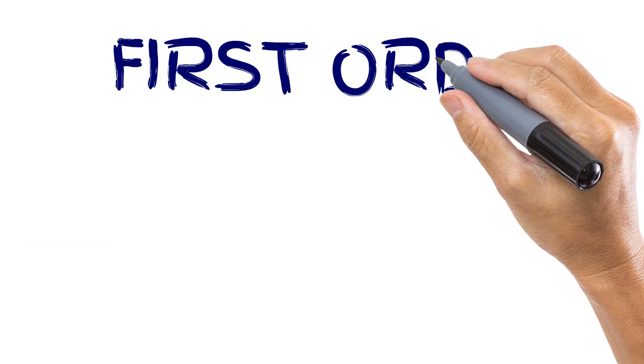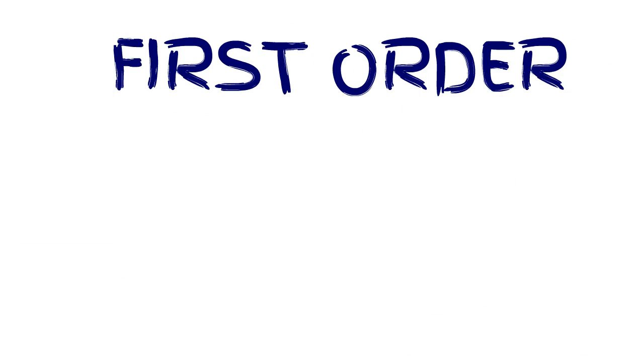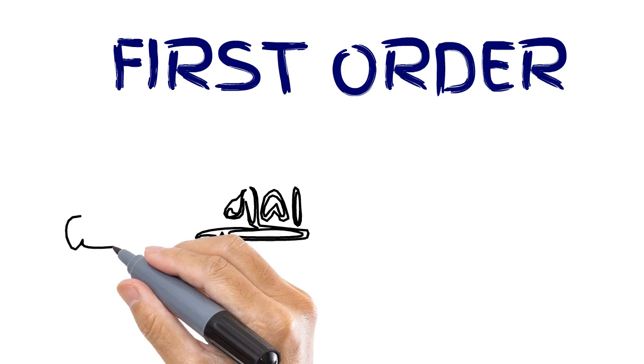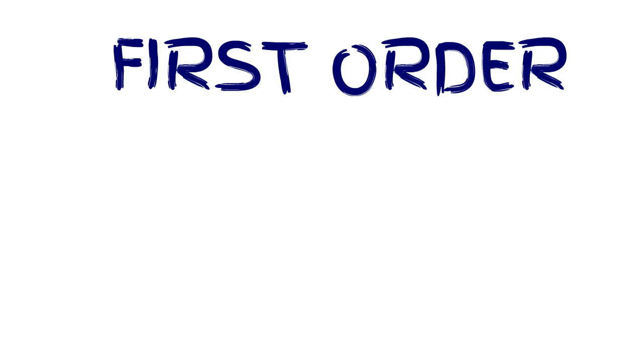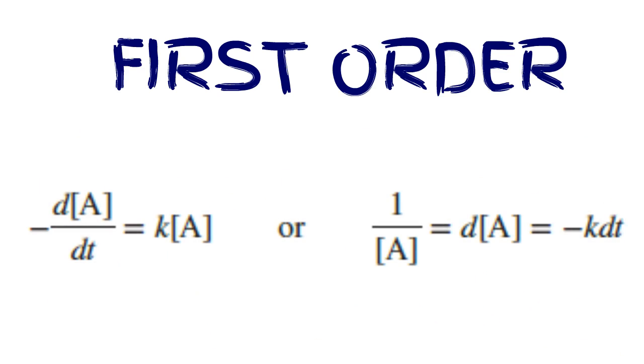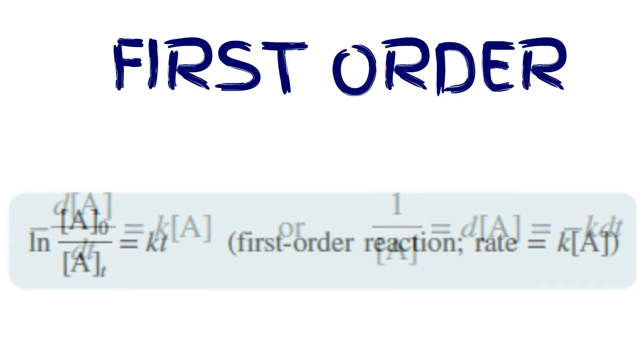For a general first order reaction, the rate is the negative of the change in concentration of A divided by the change in time. Rate equals negative change in concentration of A over change in time. It can also be expressed in terms of the rate law. Rate equals k times concentration of A. Setting these two expressions equal to each other gives, through the methods of calculus, we integrate over time to obtain the integrated rate law for a first order reaction.